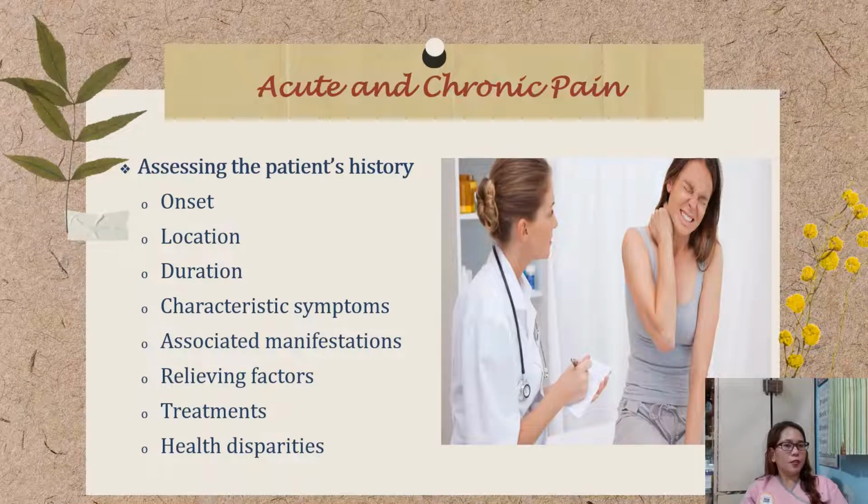Part of your assessment, or the method of assessing the pain of your client, especially during a patient's history, you have to use your old card. You have to ask your client the onset: when did it start, or when do you start feeling the pain? Kailan ba? The location: is it in the upper, in the lower, in the right or in the left, especially if the patient is complaining of abdominal pain.